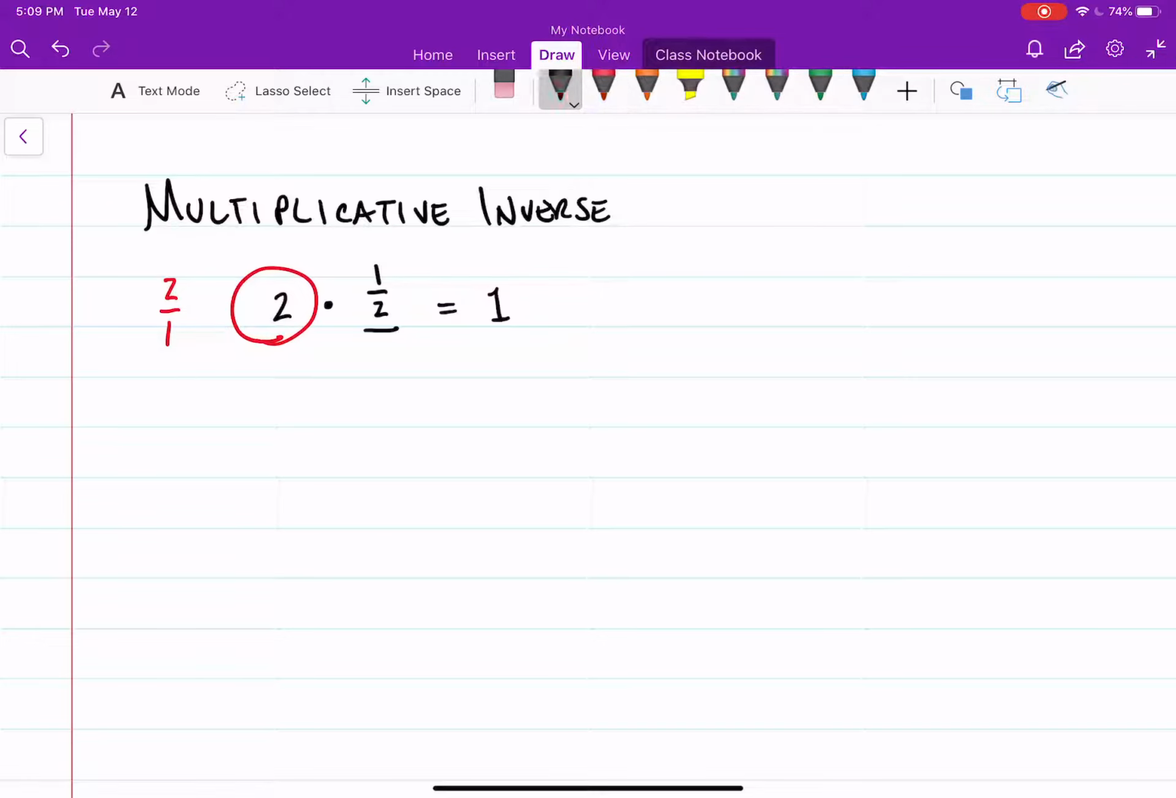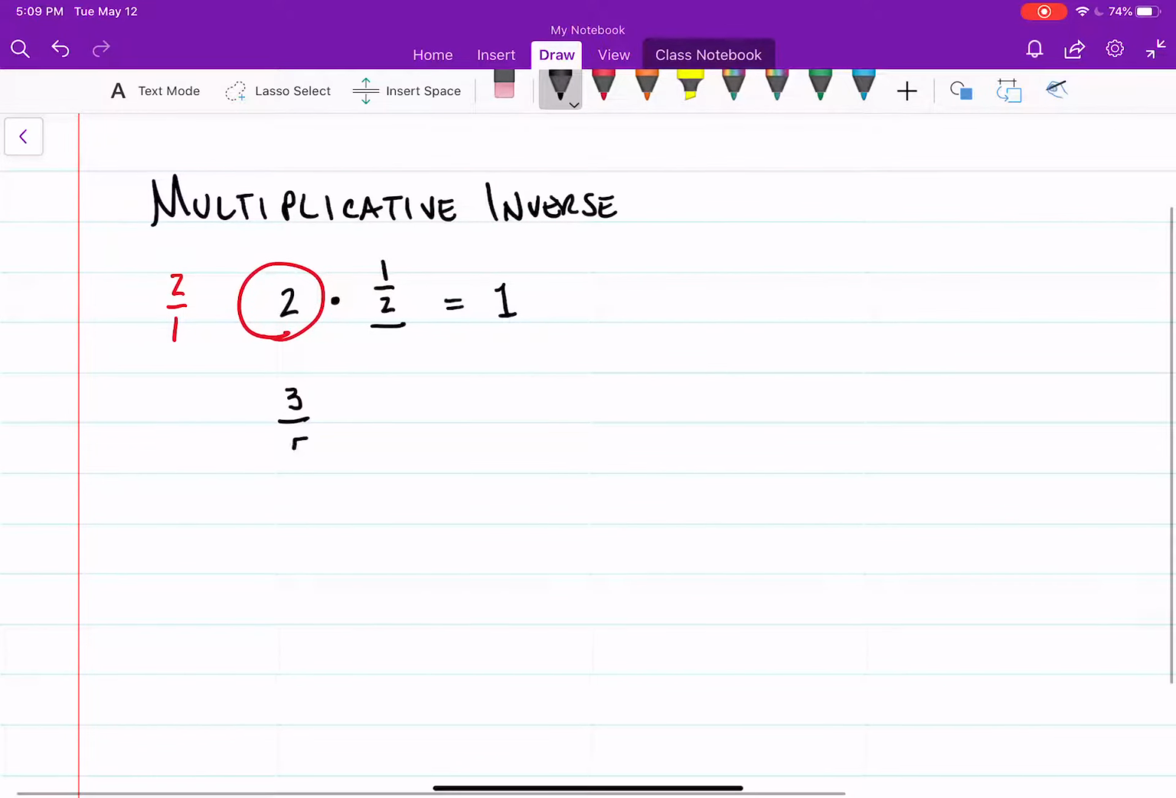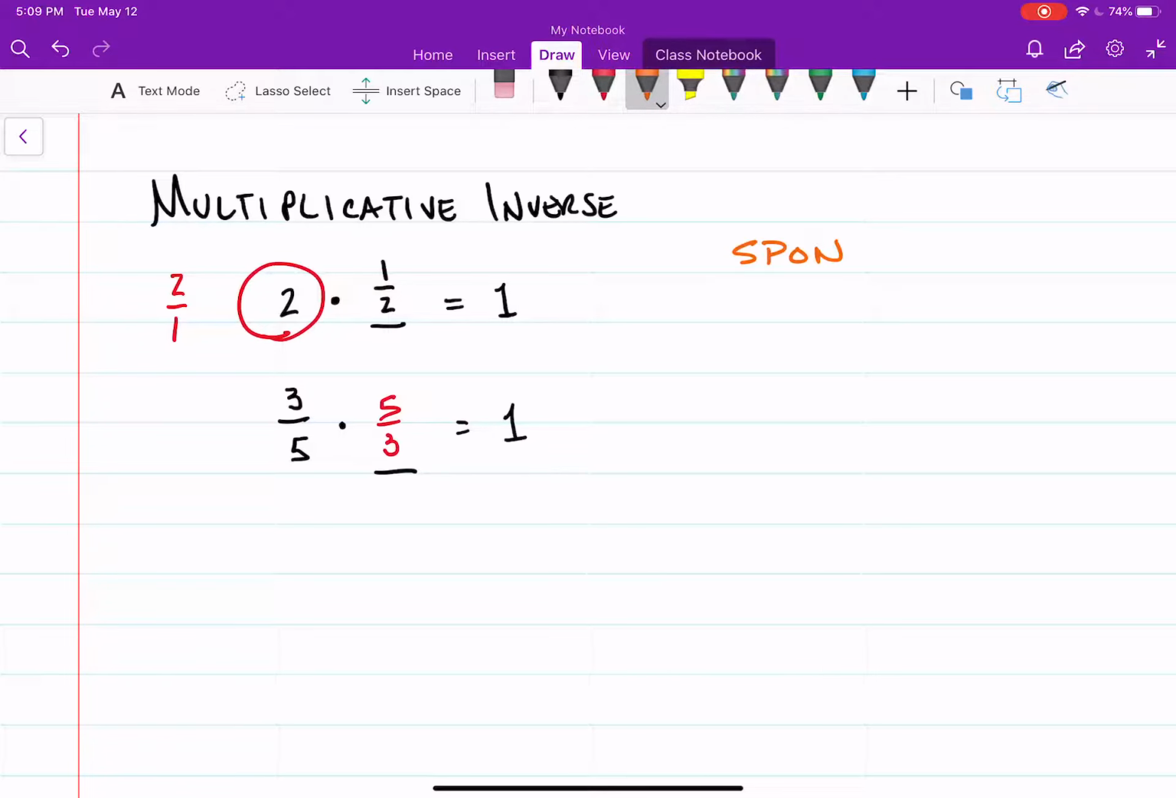The same is true if I said 3/5 times what would give me 1, you would say 5/3. Okay? It still has the same exact sign, right? Because we remember SPOM as well, right? So same sign, positive, opposite sign is negative.